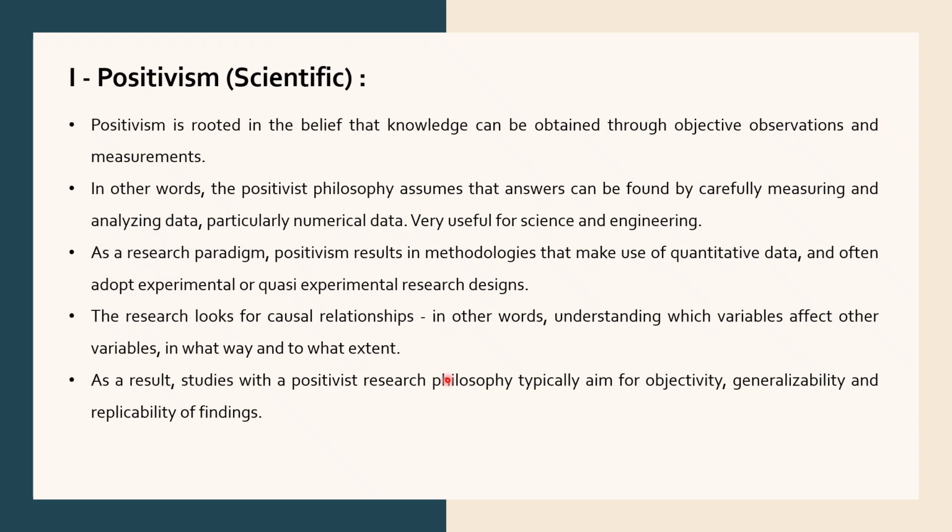For example, if a plant is growing, to grow the plant, sunlight is a must. Which means it is a relationship between the sunlight and the plant, how it is affecting the other variable. In that way, the causal relationship works. As a result, studies with the positivist research philosophy typically aim for objectivity, generalizability, and replicability of findings.